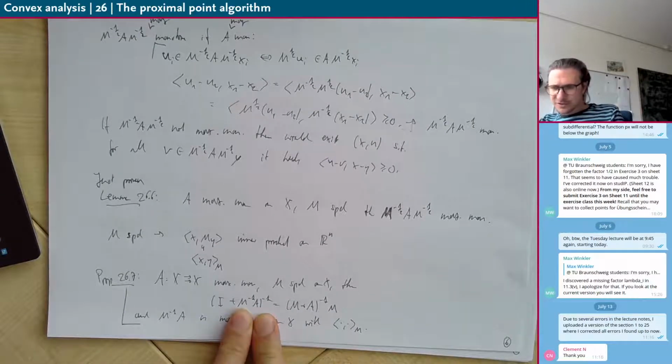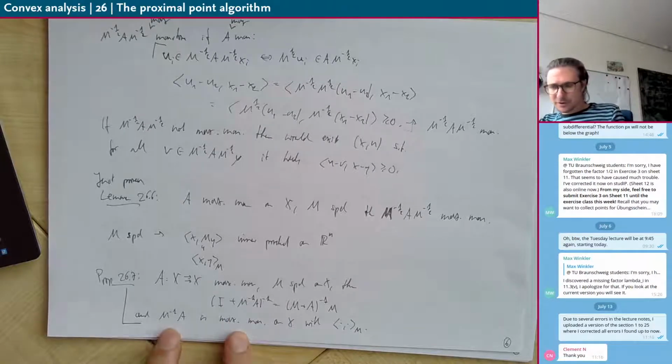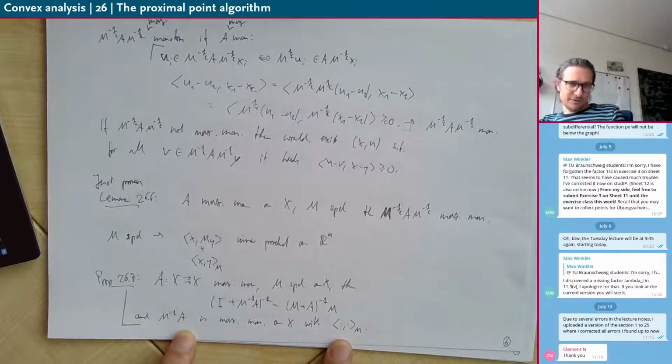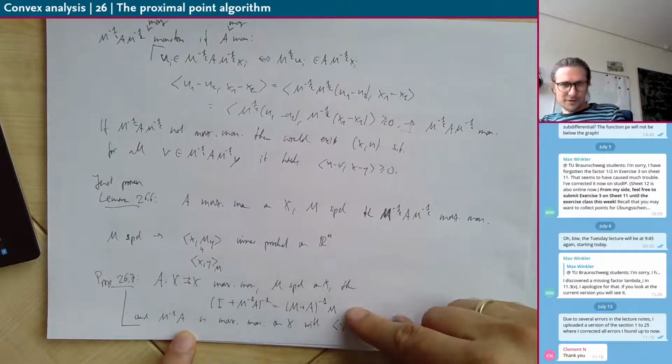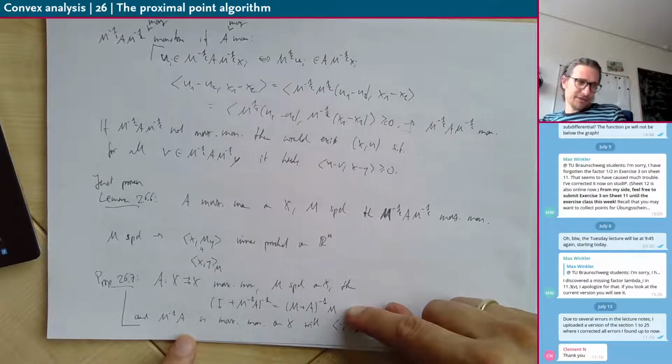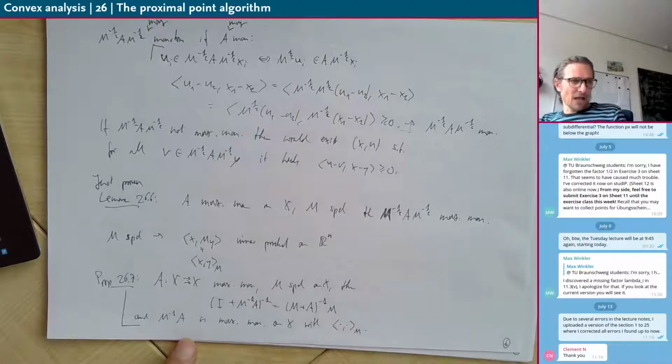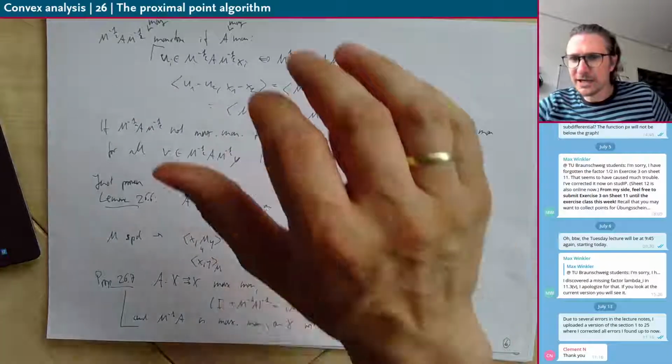This preconditioned inclusion, M to the minus 1 A x contains 0, is indeed still maximally monotone if A has been maximally monotone, but on X with a different inner product. But still X stays a Hilbert space here. And moreover, the iteration will be simple in the sense that you only need the M and don't need M to the minus 1.